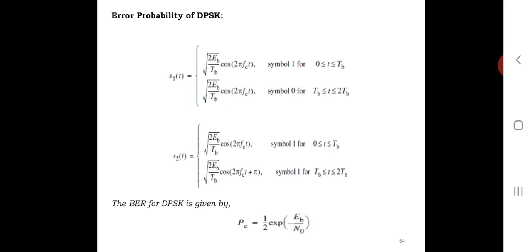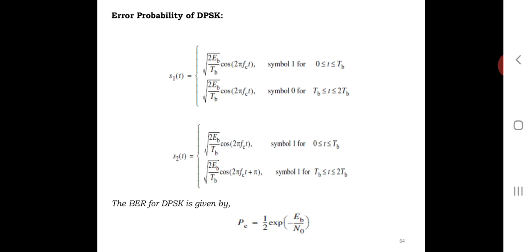From the output of the PSK signaling, the PSK signal S2(t), we have these two signals: square root of 2Eb by Tb cos of 2 pi fc t, and square root of 2Eb by Tb cos of 2 pi fc t plus pi, for symbol 1 and symbol 0 respectively.